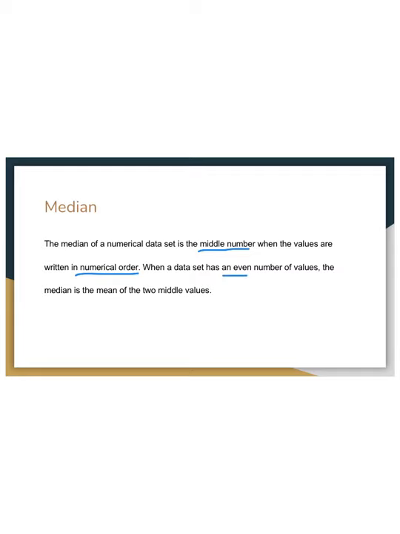If we actually have an even number of values, then the median is going to be the mean of the two middle values, which means we would have to average them together to figure out the exact middle. In this case, it's important to note that when we're taking the mean of the two middle numbers, the median will not be an actual number from the data set, whereas if we had an odd number, the median would be a number from the data set.